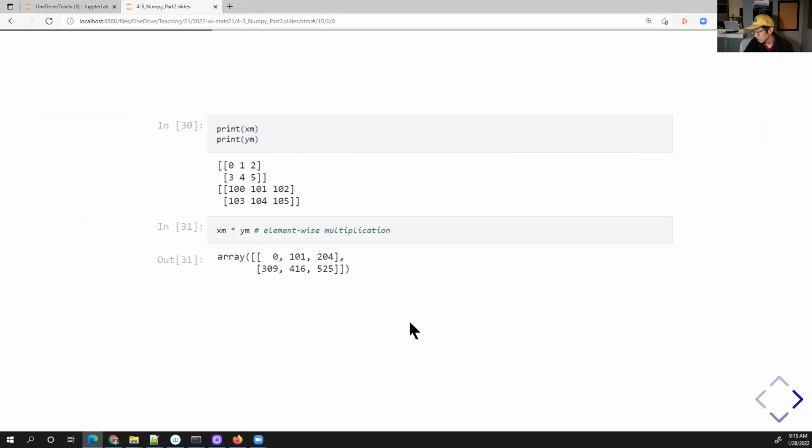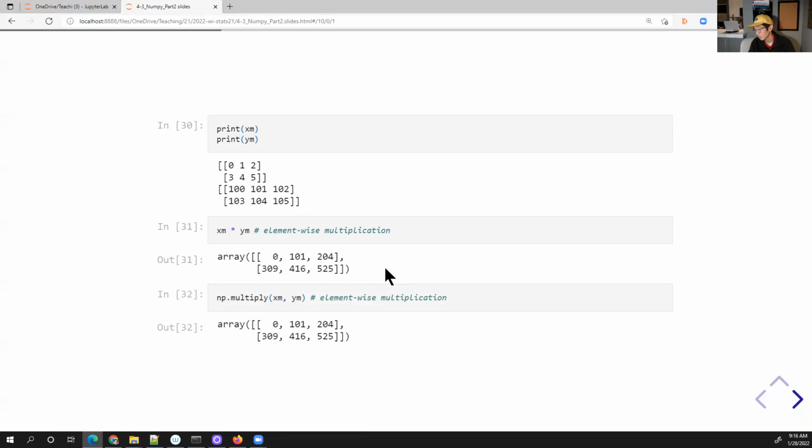Okay, so just for us to review, if you do xm times ym, we will get element-wise multiplication. So 0 times 100, 1 times 101, 2 times 102, and 5 times 105 yields 525. So I think this is all perfectly fine.